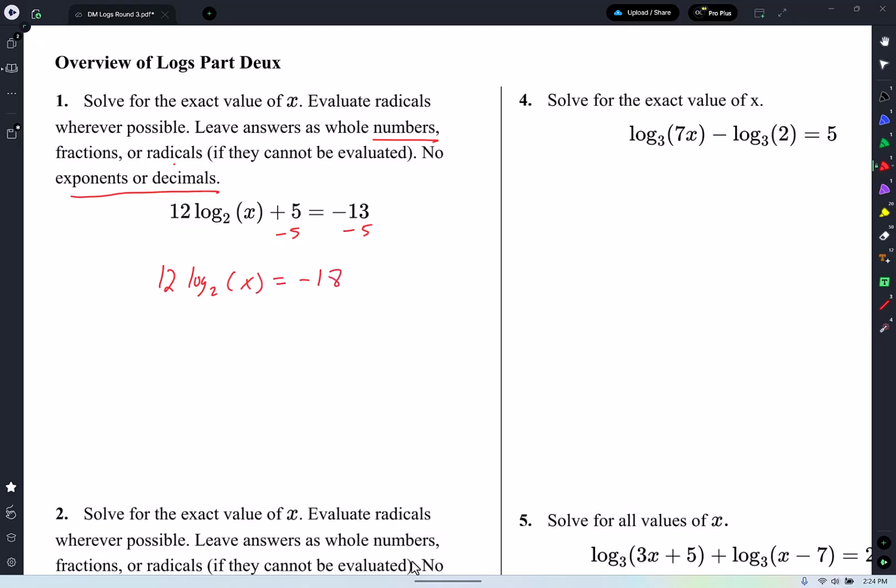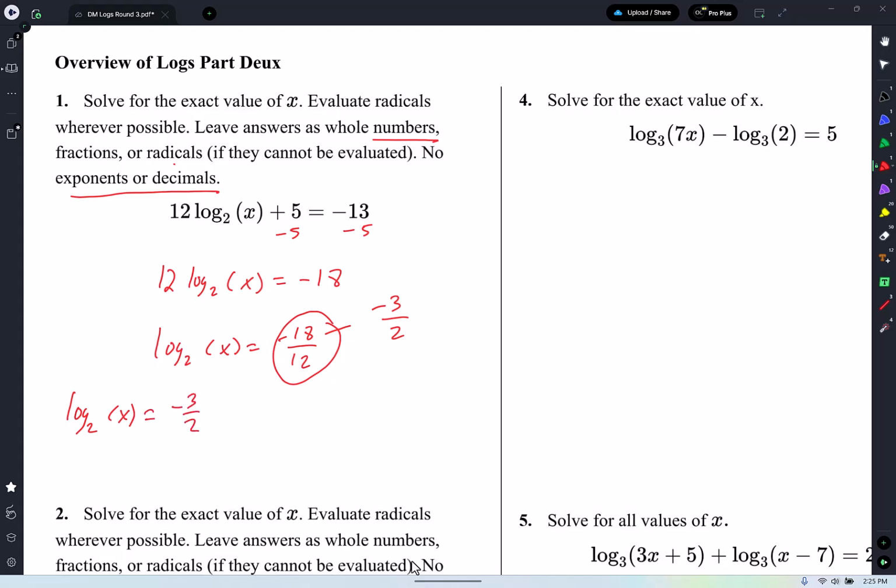Can we do that? Next move, I'm trying to solve for x, so I got to get rid of that 12. How do I get rid of that 12? Hey, no yawning. It's early now. Divide by 12. Log base 2 of x equals negative 18 over 12, which in itself reduces. Yeah, 6 goes into 18 3 times. And yeah, 6 goes into 12 2 times. So log base 2 of x equals negative 3 over 2.